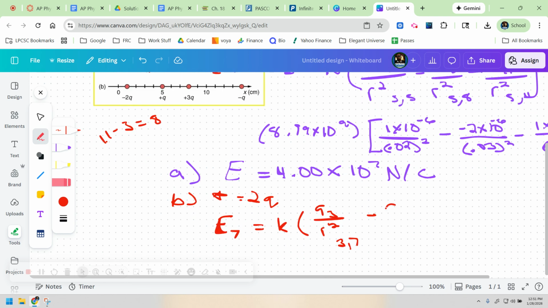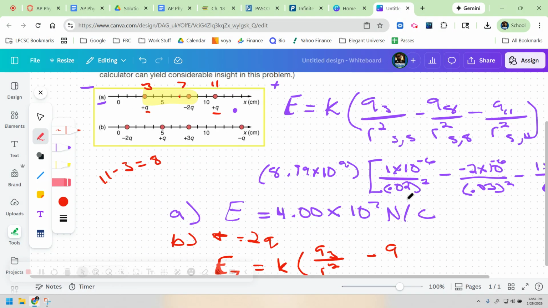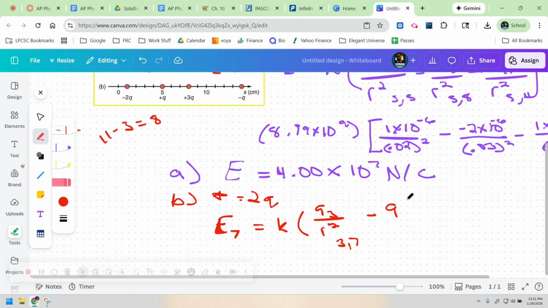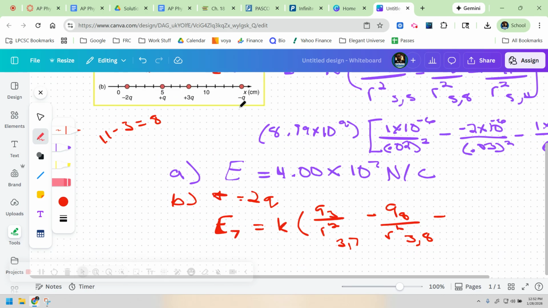Negative Q, what was that? That's at 8, right? It's at 8. Yeah, 8. Q8. And then the radius from 3 to 8. And then this is going to go in the negative direction, right? And this would be Q11.